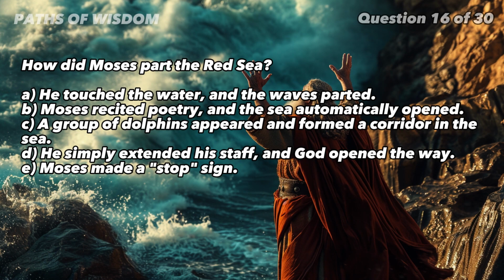Question 16. How did Moses part the Red Sea? Option A, he touched the water with his feet and the waves parted. Option B, Moses recited poetry and the sea automatically opened. Option C, a group of dolphins appeared and formed a corridor in the sea. Option D, he simply extended his staff and God opened the way. Option E, Moses made a stop sign and the sea obeyed, dividing itself.